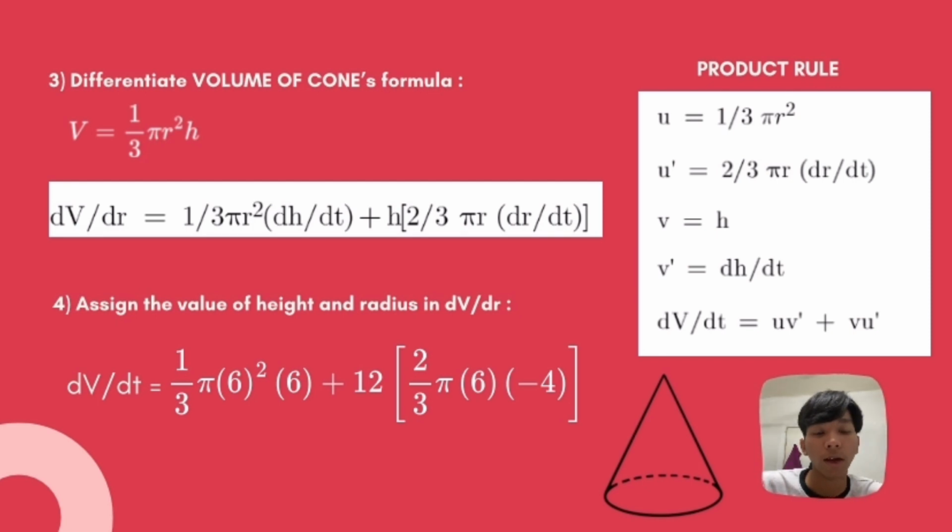And for the next step, we have to assign the value of height and radius in dV/dt. So it will be dV/dt equals 1/3 pi, and r is equal to 6 squared, times 6, plus 12 multiplied by 2/3 pi 6 and multiplied by negative 4.